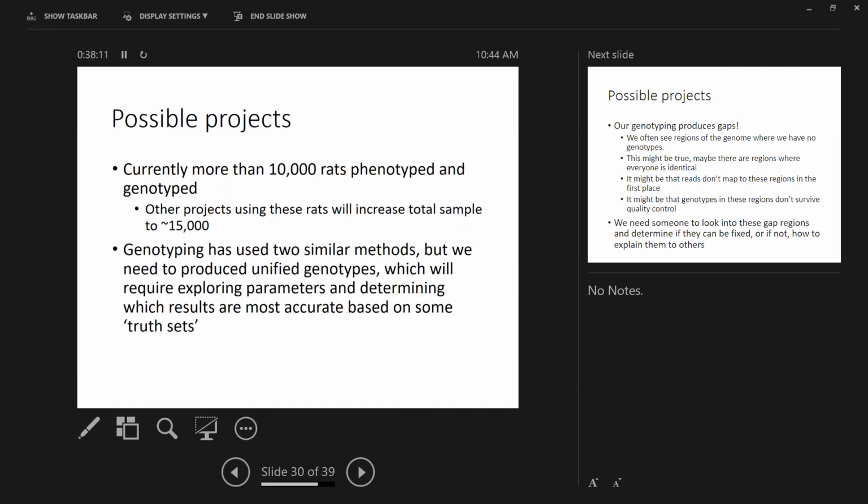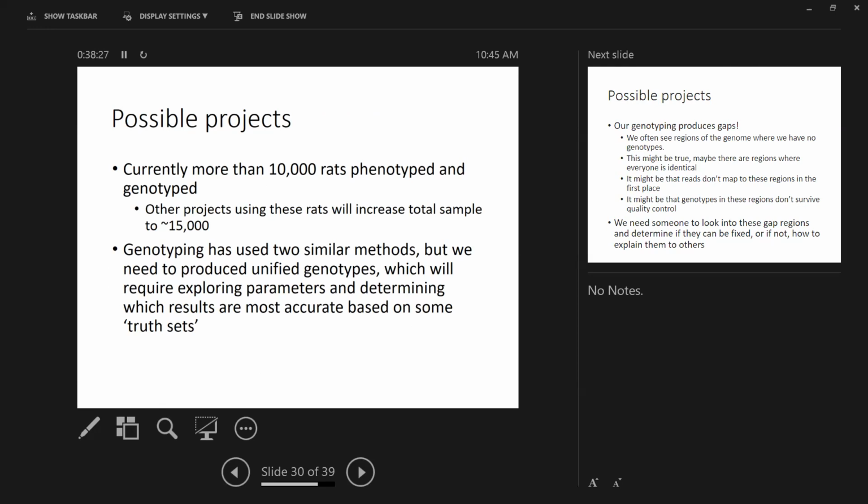And really, if this is broadly interesting to you, just email me or talk to me in person right now and we can figure out what you might want to work on and what your time horizon is, et cetera. But just to give you an example, like I said, we have about 10,000 rats that we phenotyped and genotyped now.